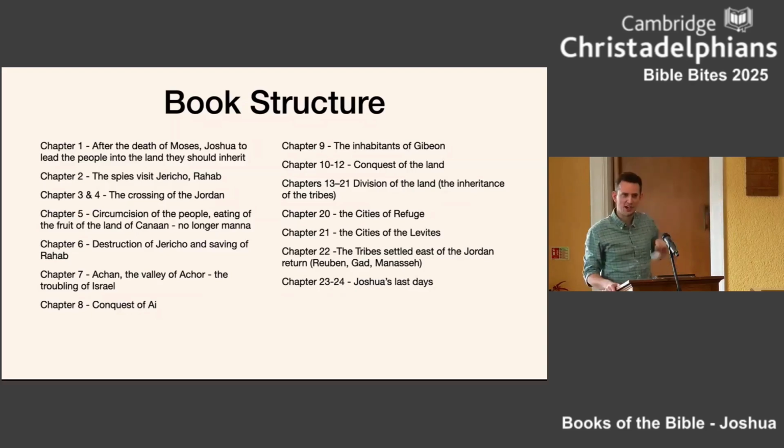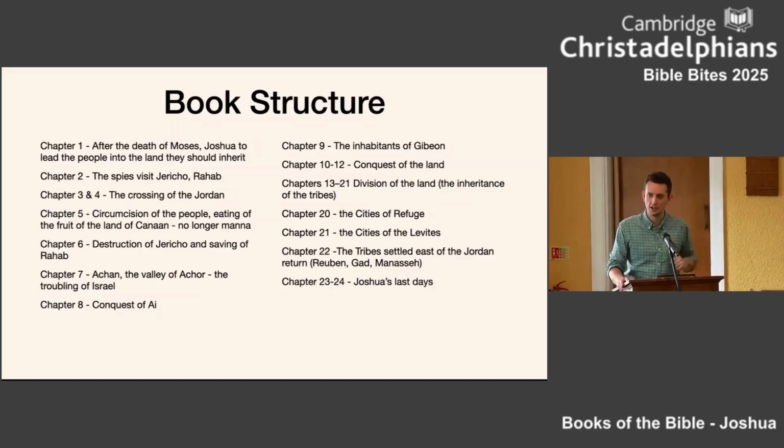Then we have the conquest of Ai more successfully in chapter 8. The inhabitants of Gibeon in chapter 9, who come to the children of Israel recognising that God has given the land to their hand, and they trick them effectively into making peace with them. So they recognise otherwise they will be destroyed. Chapters 10 through 12, summary of the conquest of the land, leading into the rest of the book really, which is about division of the inheritance, which isn't a surprise that so much of the book is about inheritance, because that's the point, isn't it?